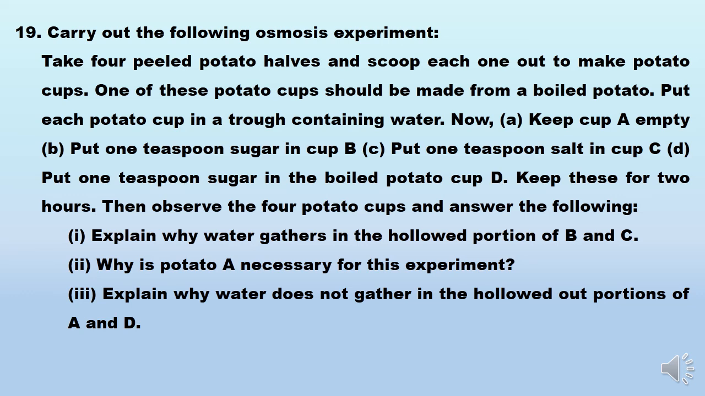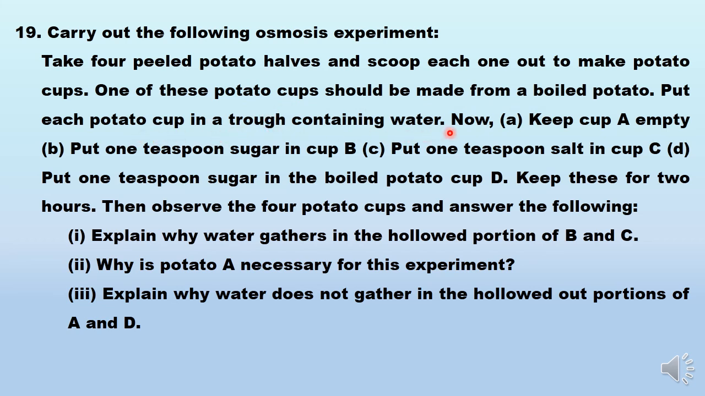So this is a very interesting, experiment-based question. Take 4 peeled potato halves and scoop each one out to make potato cups. So suppose you are taking half of each peeled potato, and from the central portion you are removing some of the flesh. So you will end up having cup-like structures made up of potato. One of these potato cups should be made from a boiled potato. So if you have taken 4, then 3 should be of raw potato and one of them should be a boiled potato. Now put each potato cup in a trough containing water.